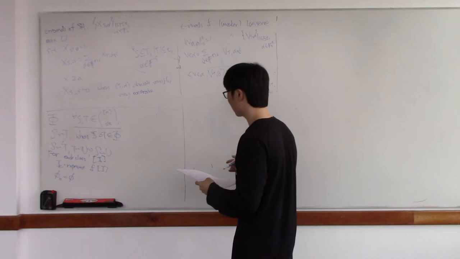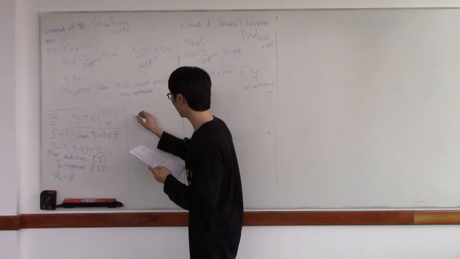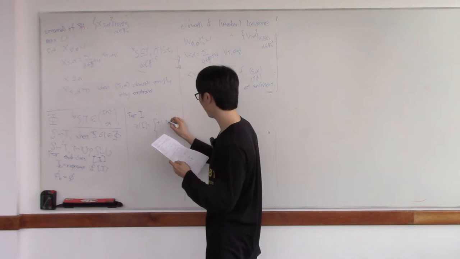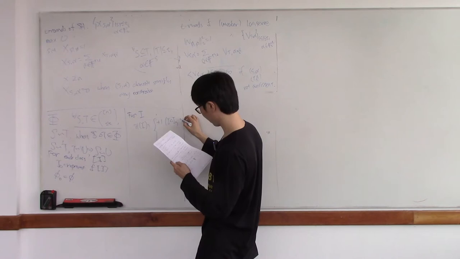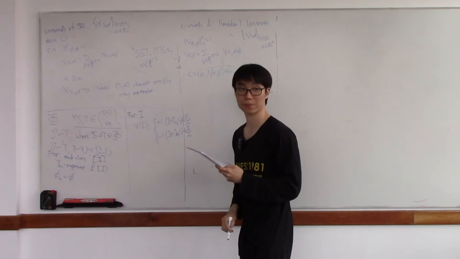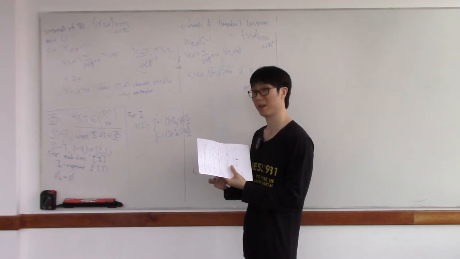And another notation is that for each I, which is a subset of n, I'm going to say pi of I is plus 1 when it has the same parity as the representative, or not. So I'm going to define pi of I like this.